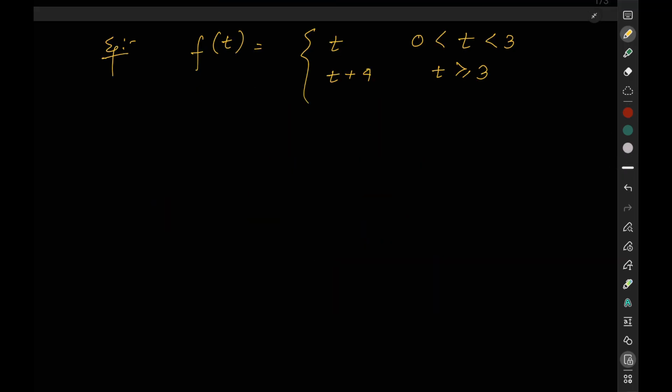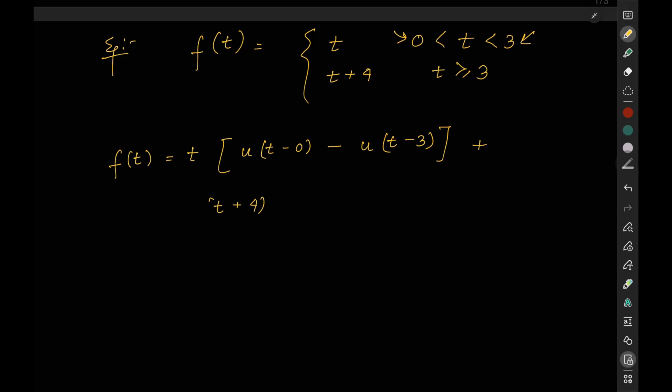Let's see another example. So we have f(t) equals t when t lies from 0 to 3 and t plus 4 when t is greater than or equal to 3. So here the function changes its value at 2 points, one at 0 and one at 3. So we can write f(t) as t multiplied by unit step at 0 minus unit step at t equal to 3, plus t plus 4 unit step at 3.